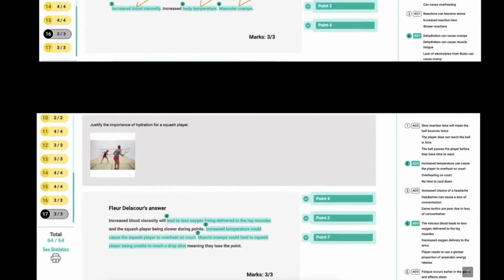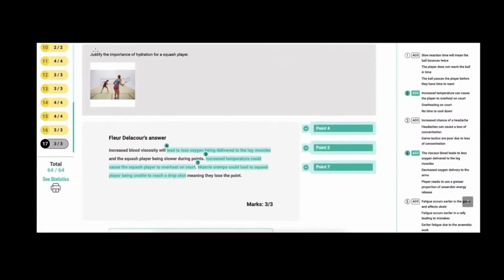Here, increased heart rate is one effect of dehydration. State three other effects. So we've got thicker blood, increased body temperature, cramp. So just identifying three there. And finally, justify, which must mean, it's an AO3 skill, that we give reason for what's been stated here, the importance of hydration for a squash player. So we must say why this is important.